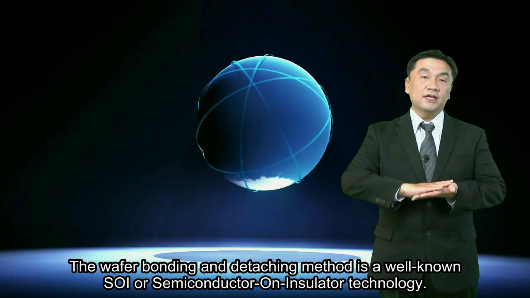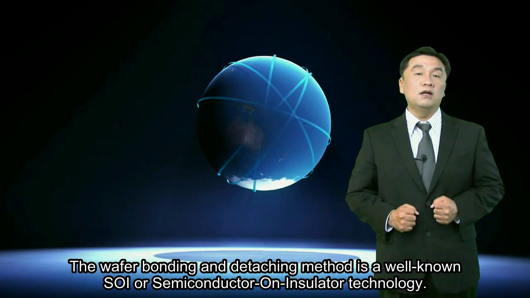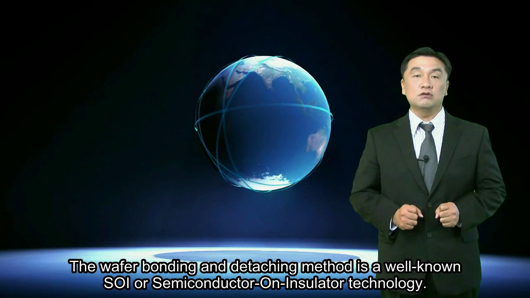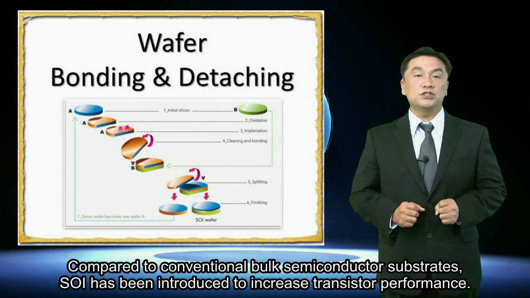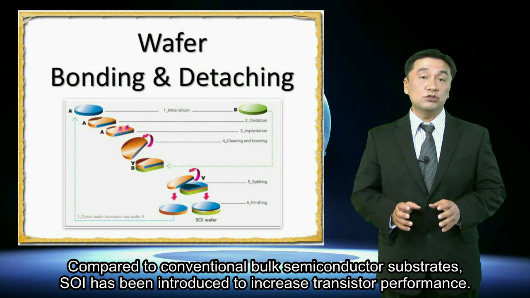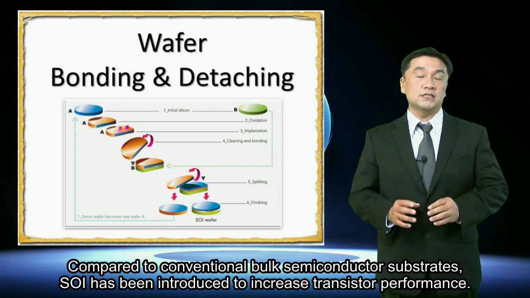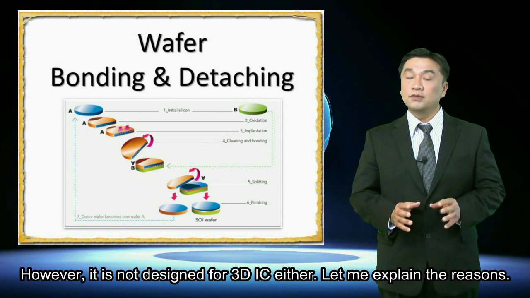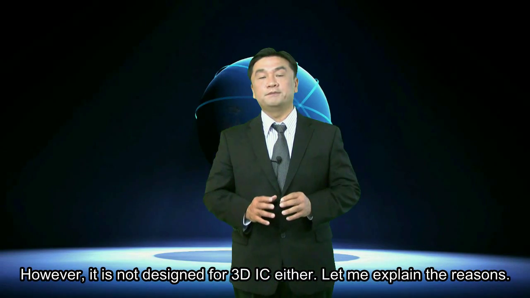The wafer bonding and detaching method is a well-known SOI, or semiconductor on insulator, technology. Compared to conventional bulk semiconductor substrate, SOI has been introduced to increase transistor performance. However, it is not designed for 3D IC either. Let me explain the reasons.